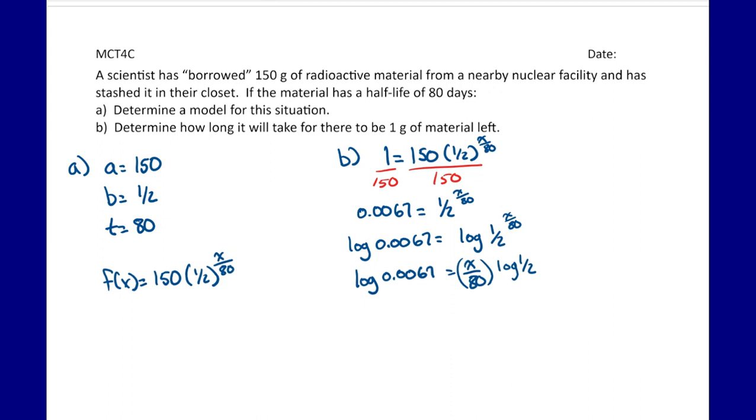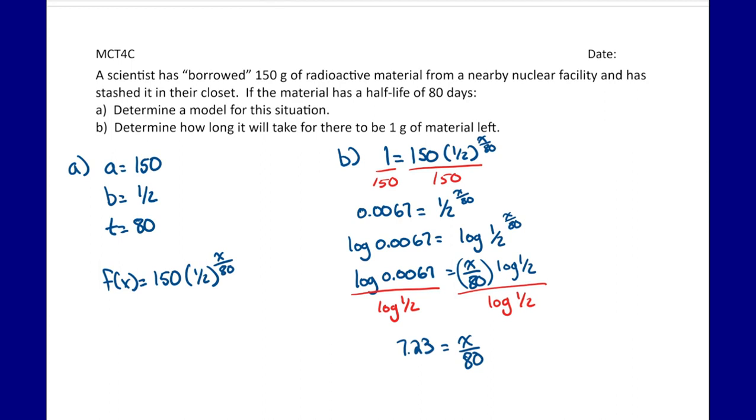We're going to cancel out that log 1/2 to get x by itself by dividing on both sides. You could convert that to log 0.5 as well if you'd like. Essentially, it still works out to a number. We end up with 7.23 equals x over 80.